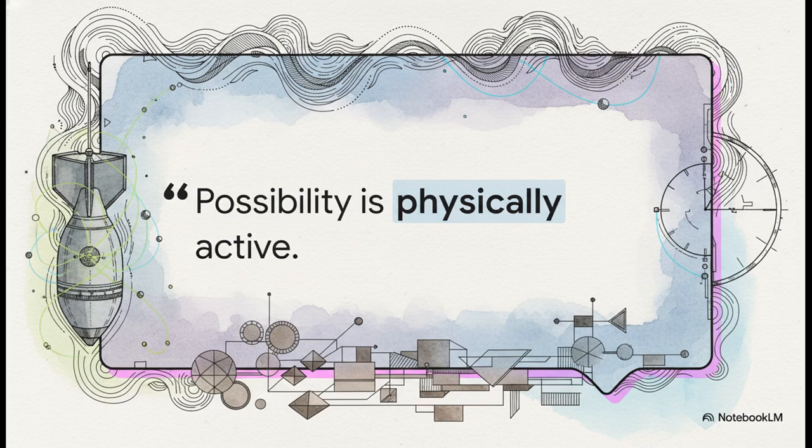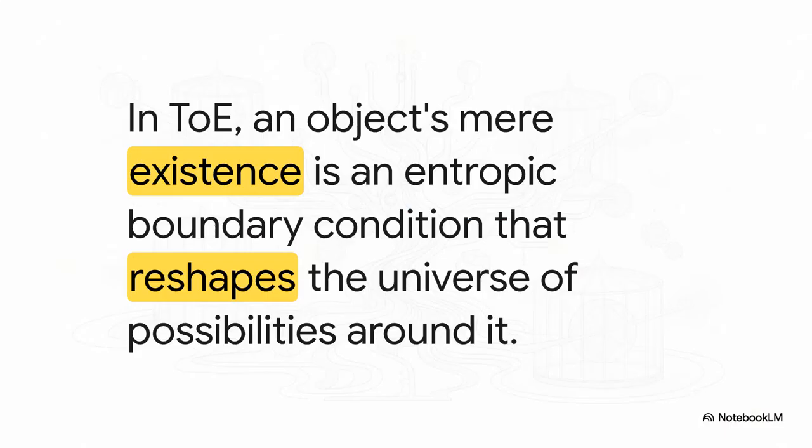Possibility is physically active. Now, that's not just a cool philosophical idea. It's a claim about physics. It says that what could happen, the potential for the bomb to explode, is a real physical feature of our universe that has tangible effects, even if it never ever happens. So, the bottom line is that in this theory, an object's existence is not a passive thing. Just by being there, it creates what's called an entropic boundary condition. It actively reshapes the universe of possibilities around it. Just existing is an act of participation in the cosmos.